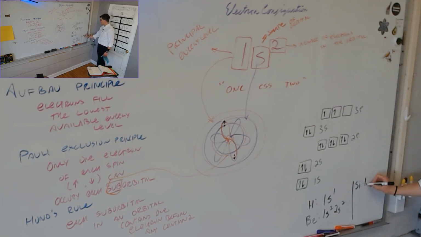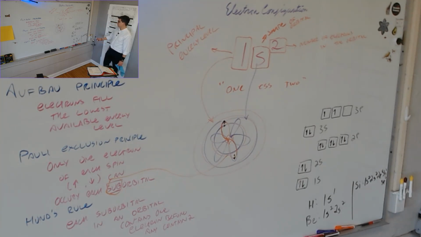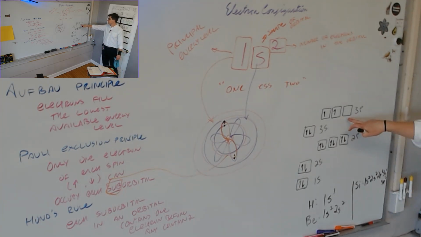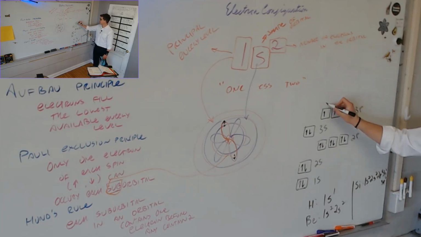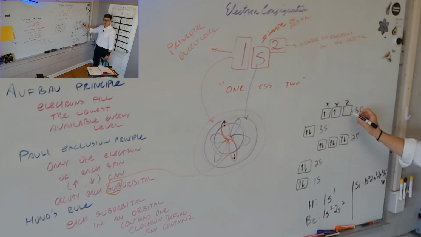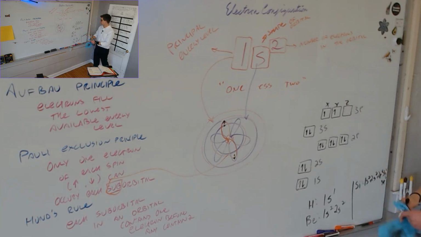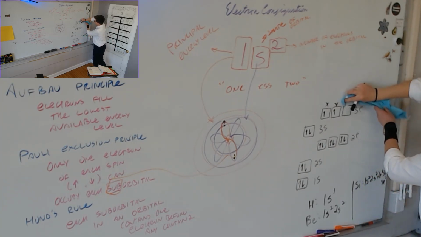Silicon is 1s2, 2s2, 2p6, 3s2. I hope in yours you put 3p2. In this case, this is x, y, and z. The 3pz is empty. You don't necessarily need to know that, but that's just a matter of interest.